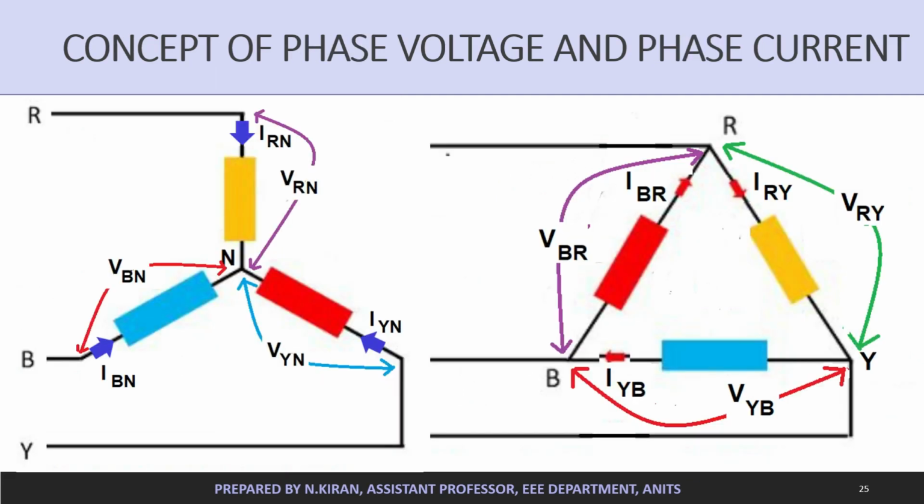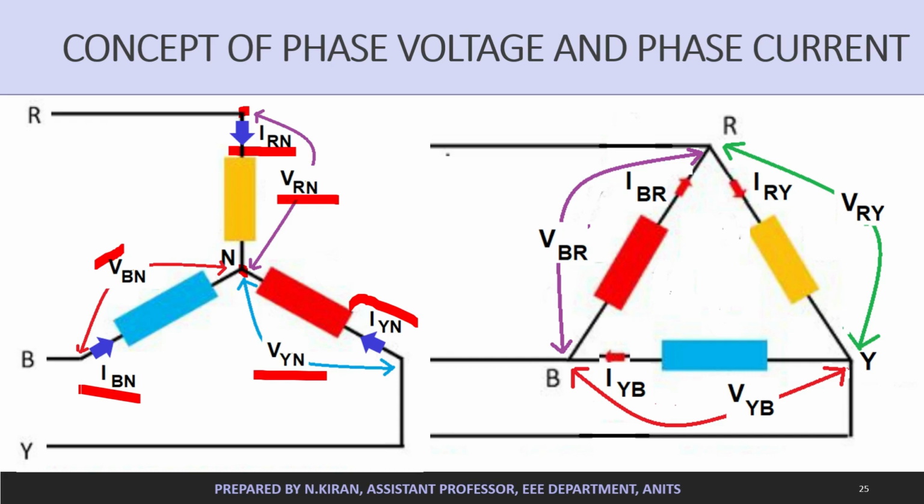Phase voltage and phase current. Coming to star, the voltage existing between one line and neutral is called phase voltage, that is VRN, VYN and VBN. These are the voltages existing between a line and a neutral. The currents in star connection, IRN, IYN and IBN, are the currents flowing between a line and a neutral. These currents are called phase currents.